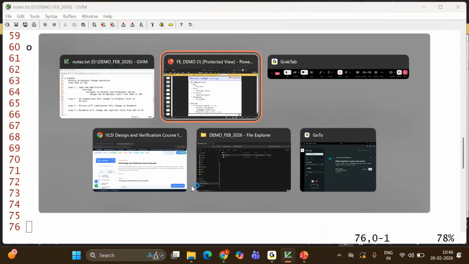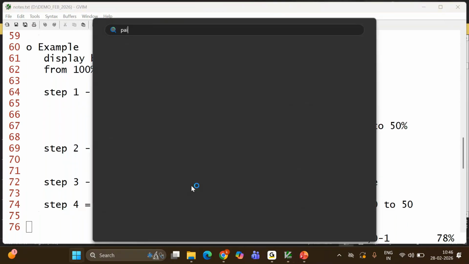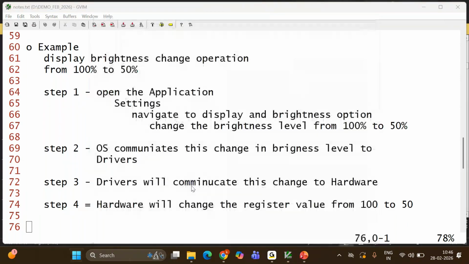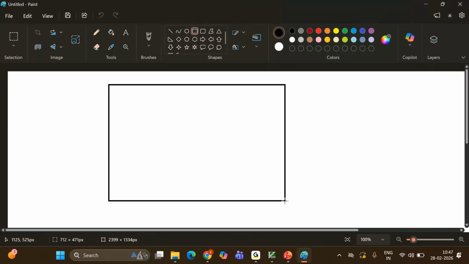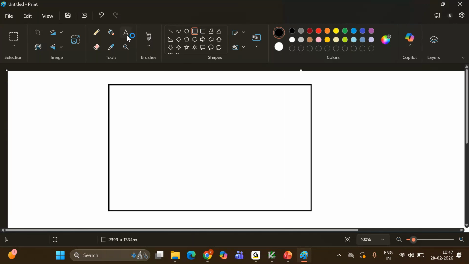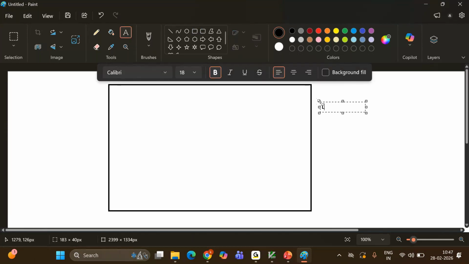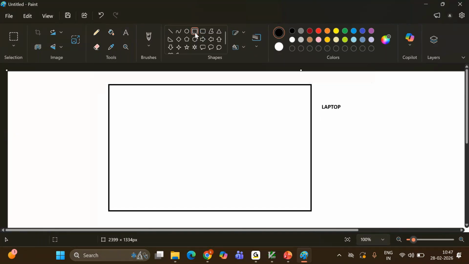Okay, suppose this is your laptop, and inside it is your system on chip, SoC. My laptop has an Intel Core i5 processor. In my laptop, the Intel Core i5 will be present somewhere in between.